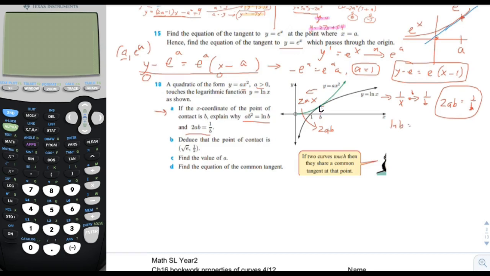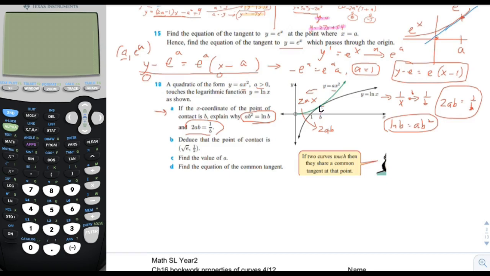And the height of the green line at that point is y equals ab squared. So log of b equals ab squared. What do you know? That's the two things that we were trying to prove: log of b equals ab squared and 2ab equals 1 over b. Okay, let's move on to the next thing. The next thing says, deduce that the point of contact is square root of e, comma, 1/2.